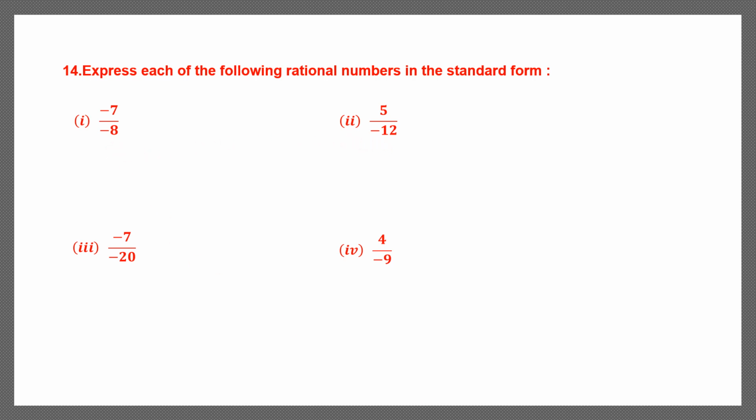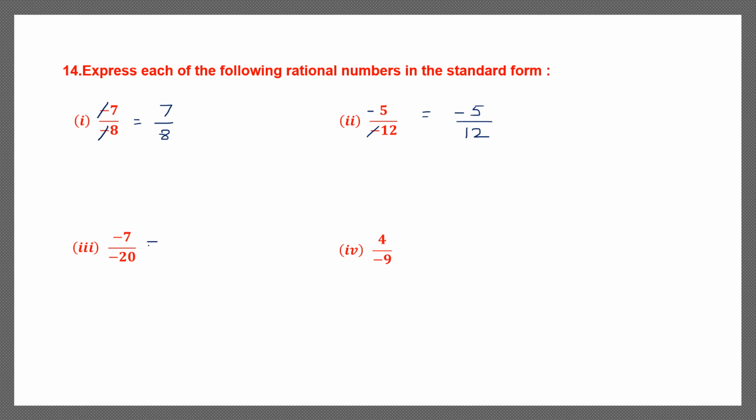Now, if you look at the first one, here both are negative. Minus 7 by minus 8. Now, we can cancel off the minus sign. So now what do we have? 7 by 8. So we have got the standard form. This is 7 by 8. Now look at this, 5 by minus 12. Here the minus sign is the denominator. Remember, the denominator should be positive. So we can take away the minus sign from there and put it here. So what do we have now? Minus 5 by 12. So now our denominator is positive and it's already in the lowest term.